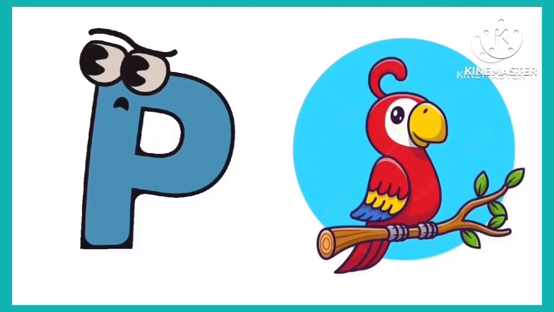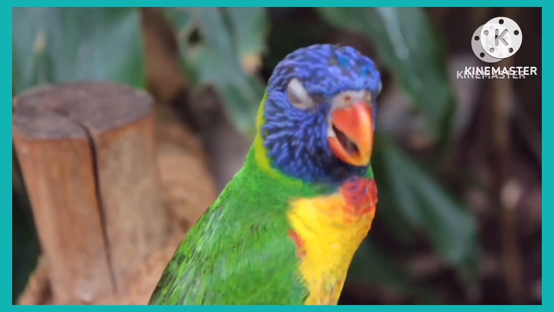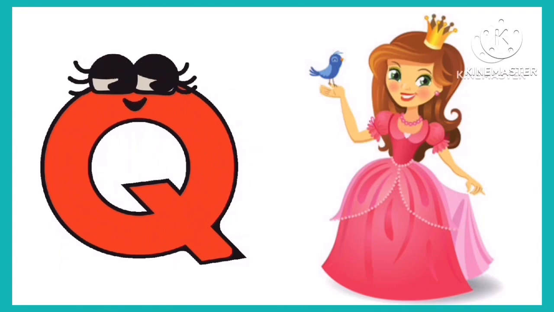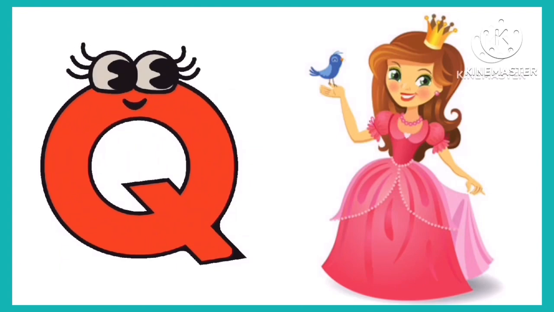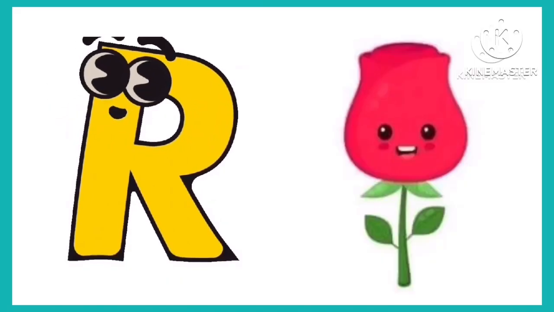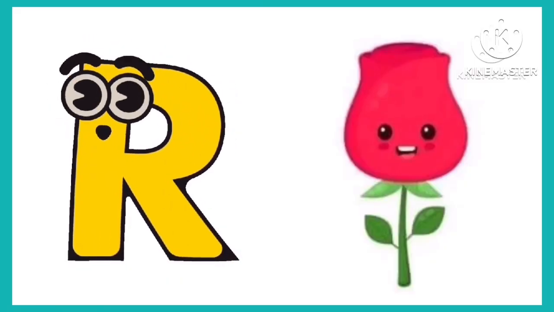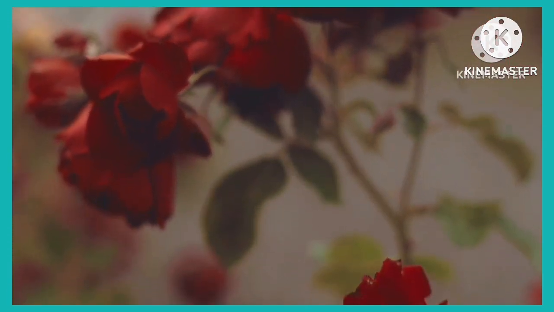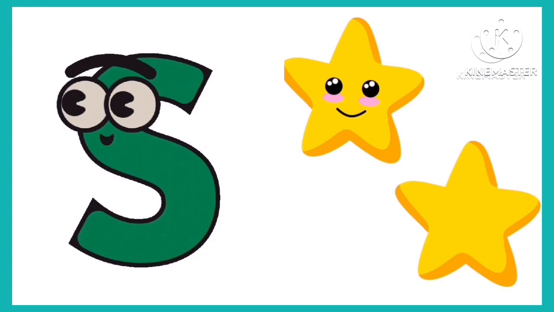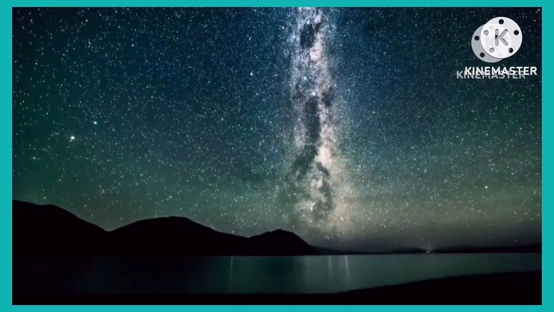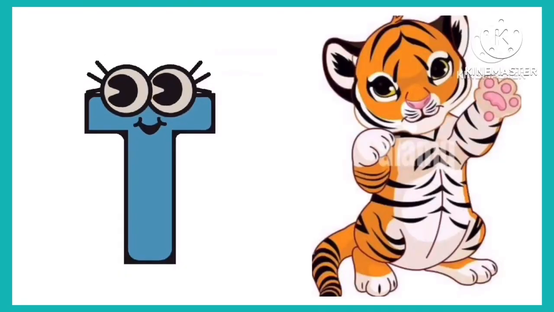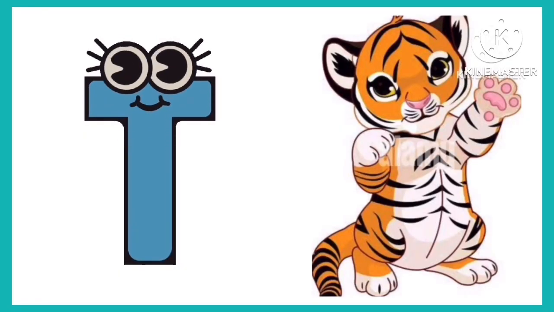P is for parrot. Q is for green. R is for rose. S is for star. T is for tiger.